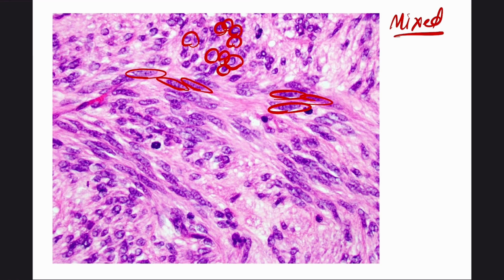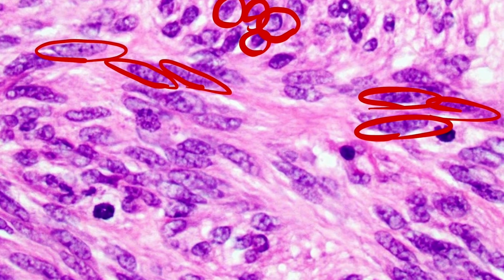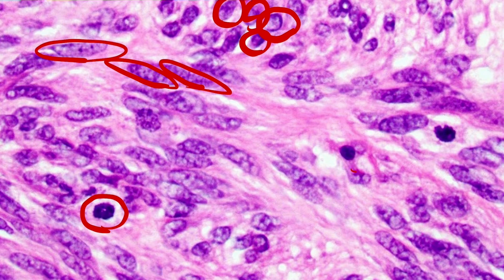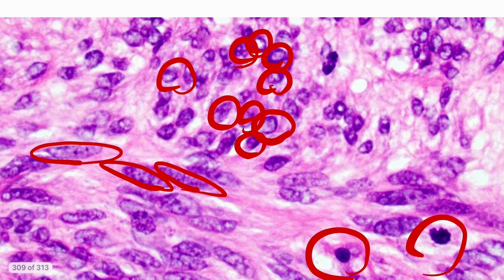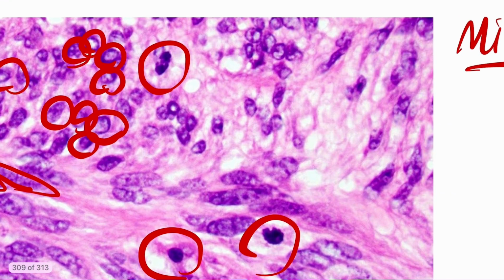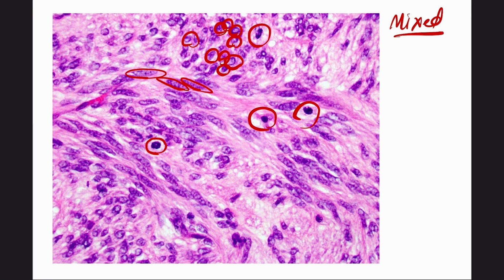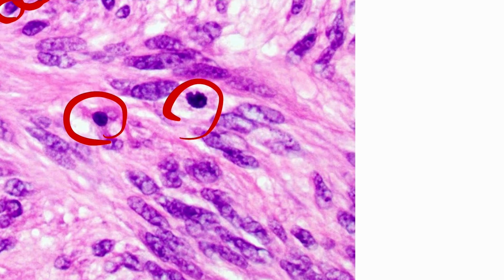Also in this slide you find extremely dark stained nuclei. These are nothing but mitotic figures. Mitotic figures means a cell in a dividing state. When the cell is about to divide into two, the nuclei showing the changes of division is called a mitotic figure.